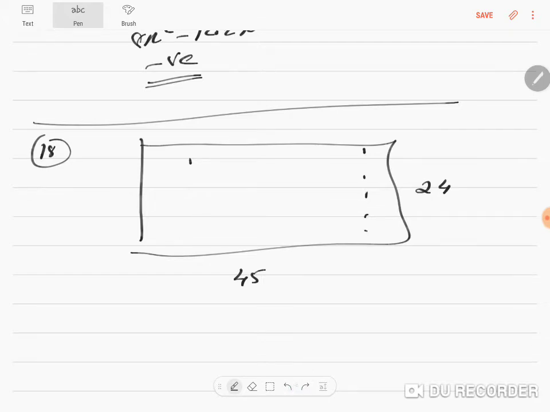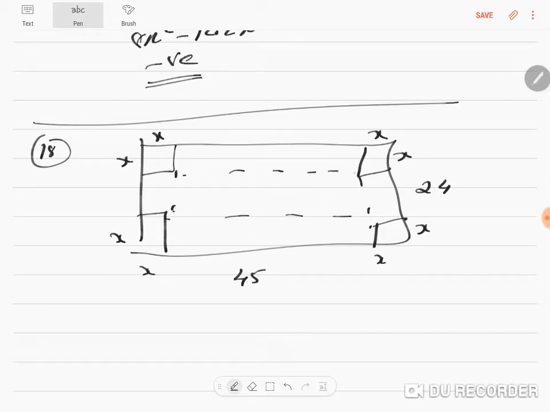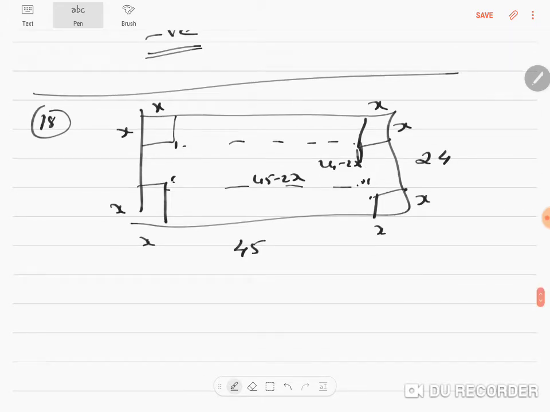Now, for that you have to cut the 4 corners. They have asked you to cut the 4 corners, a square piece of dimension x, cutting it off, throwing it away and bending it. So when you bend it like this, the base will be 45 minus 2x, and this side will be 24 minus 2x, and the height will be x because you are going to fold it. Then it becomes a cuboid, and the volume of the cuboid is L into B into H, and the volume has to be maximum. You have to cut this x in such a way that the volume is maximum.